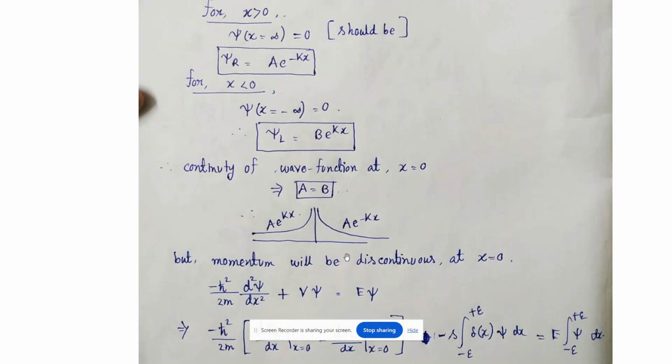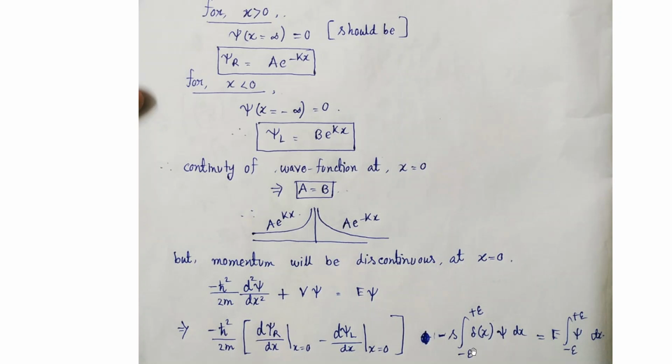Now the most important part comes here. The most important part is that the momentum will not be conserved at x equal to 0. The momentum will be discontinuous at x equal to 0, and this is the trick we have to use now. So this is the usual Schrodinger equation, and now we have to integrate this equation over a very small neighborhood of 0.